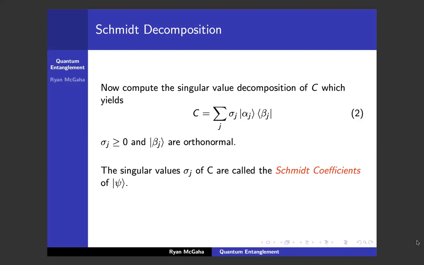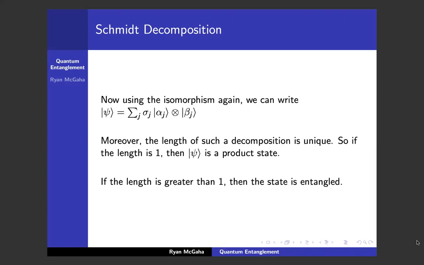So what we can then do is, since now we have a matrix, we can take the singular value decomposition of C. And that gives us our singular values sigma j, which are greater than or equal to 0, and those alpha j and beta j are orthonormal vectors. Okay, and the singular values sigma j are called the Schmidt coefficients of ψ. Now undoing the isomorphism, we rewrite our state ψ as the sum over sigma j, alpha j, beta j. And you may know that the singular value decomposition is unique. So if we only have one singular value, then ψ is a product state. That means that we don't even have a sum, we just have an alpha tensor beta. But if we end up with more than one of these singular values, then that means that our state is entangled. So that's a simple way we can do that for pure states.